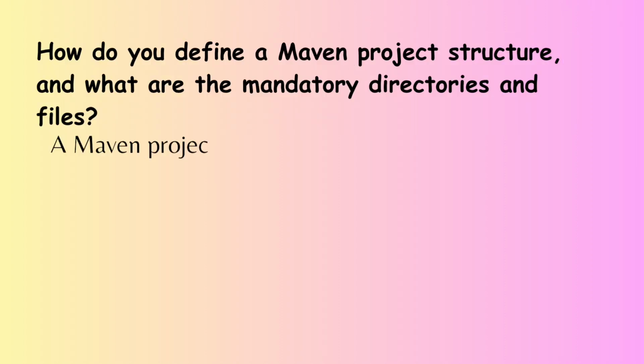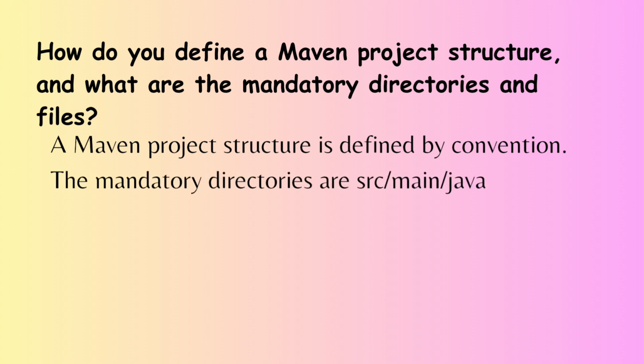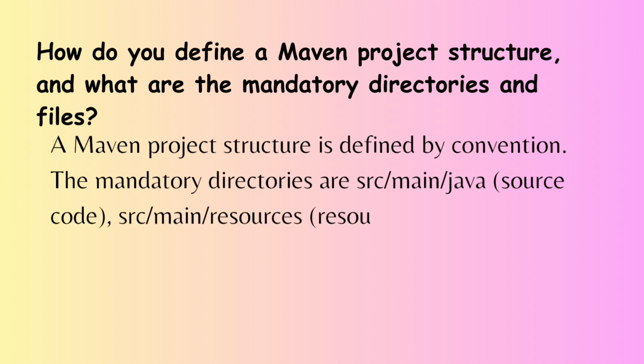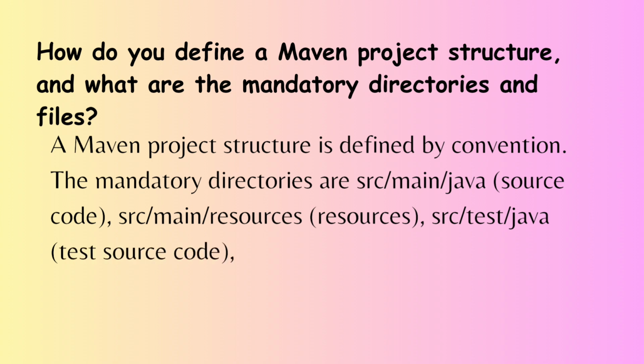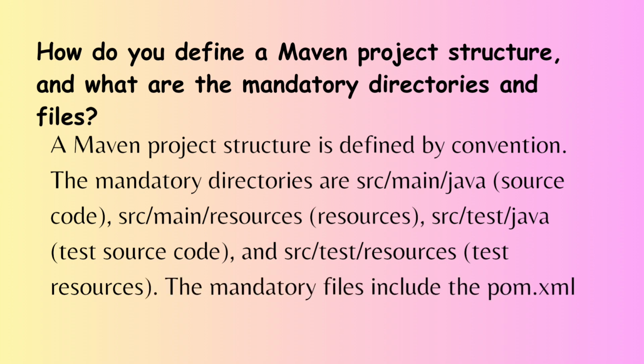How do you define a Maven project structure, and what are the mandatory directories and files? A Maven project structure is defined by convention. The mandatory directories are src/main/java (source code), src/main/resources, src/test/java (test source code), and src/test/resources (test resources). The mandatory files include the pom.xml file.